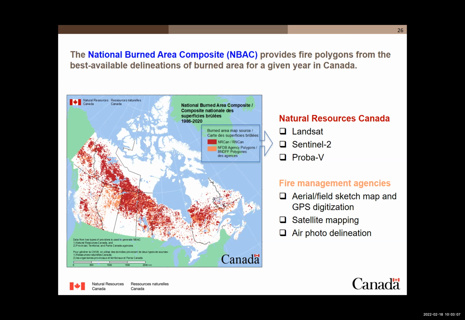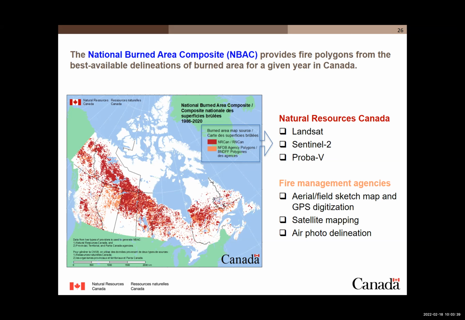The peach colored areas that you see are from the fire management agencies, and they use a variety of mapping methods such as GPS delineation from fixed wing or helicopter. They also use satellite data with Landsat and Sentinel-2, and they may follow the exact same procedures that I had shown in my previous slides. And they also use some very high resolution data, which comes from air photos.